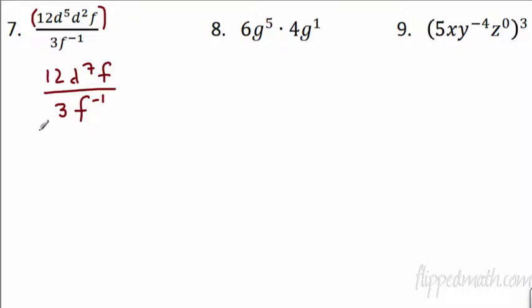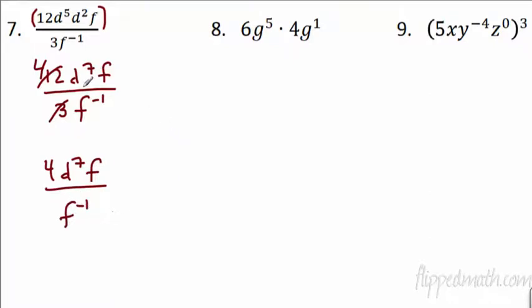All right, so now next rule, I'm going to see that 12 and that 3. Let's cancel those out. All right, so 3 goes into 3 once, 3 goes into 12 4 times. So I'm going to rewrite this the way we have it now. We have 4d to the 7th times f all over f to the -1.